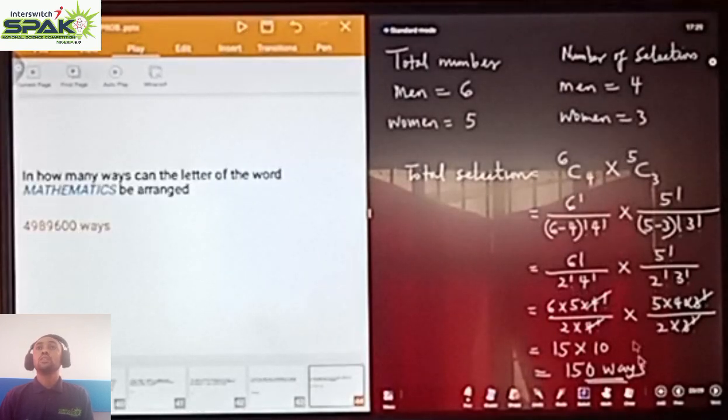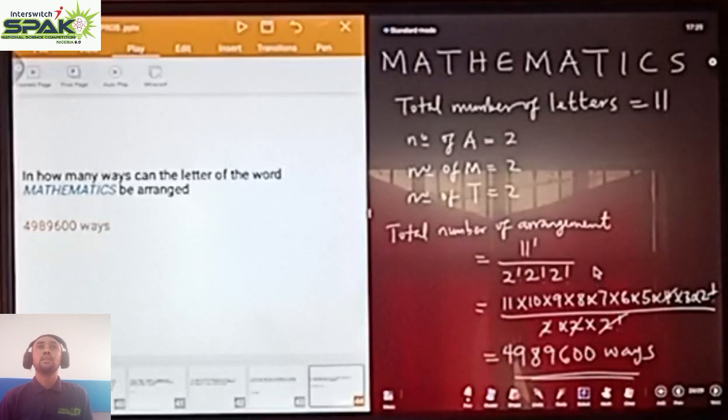Now, the next question. In how many ways can the letters of the word mathematics be arranged? Now, we have mathematics. This is an aspect of permutation called permutation of indistinguishable objects. There are objects you cannot distinguish, like AA, MM, TT. You cannot distinguish them, so you have to know the number of times they appear. So A appears 2 times, M appears 2 times, T appears 2 times. We take note of it.